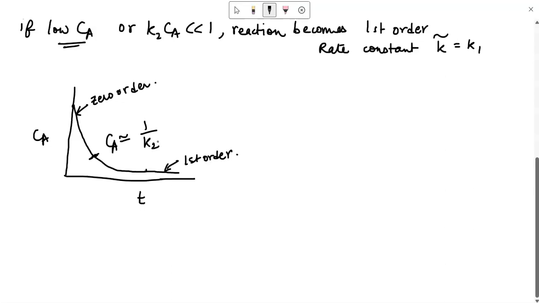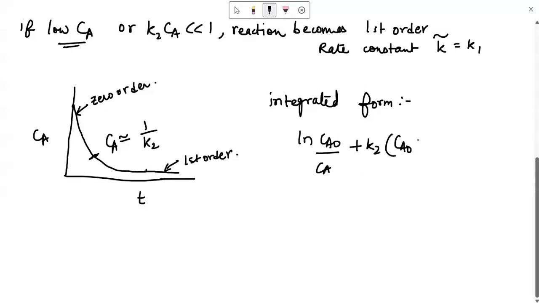Now, to find its kinetics, we will apply the integral method. We are just going to separate the variables and integrate the rate equation. The integrated form that we obtain by separation of variables will be ln(Ca0/Ca) plus K2(Ca0 minus Ca) equals K1t.